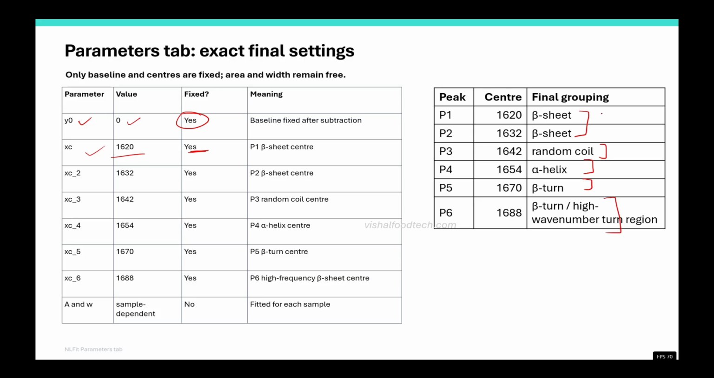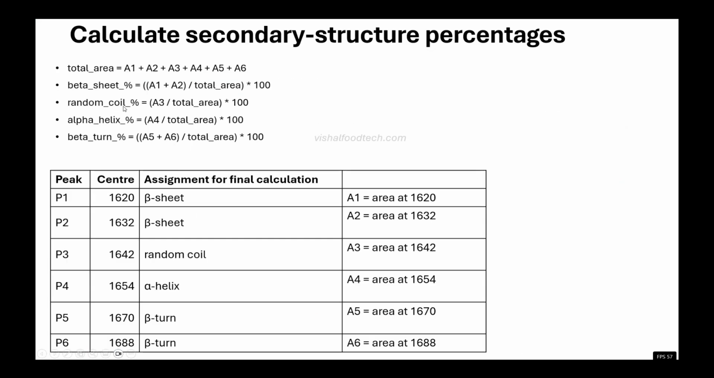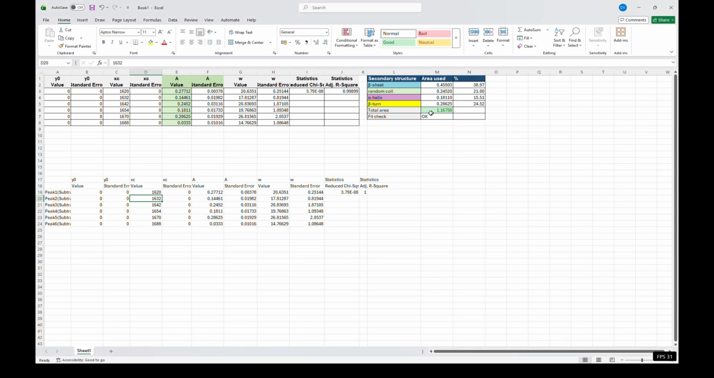So for these two we will take the average, for peak 1 and peak 2 for beta sheet. For random coil we'll just take the A3. For alpha helix we just take the A4. We will take the average A1 plus A2 for beta sheet, and we'll take the average here, I think A5 plus A6. We'll check here. Yes, so for random coil we'll use A3 divided by total area. For alpha helix A4 divided by total area, and for beta turn A5 plus A6 divided by total area. So that's what I have done here.